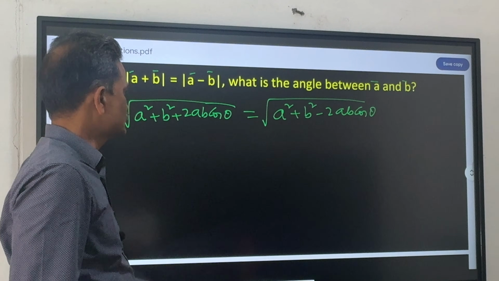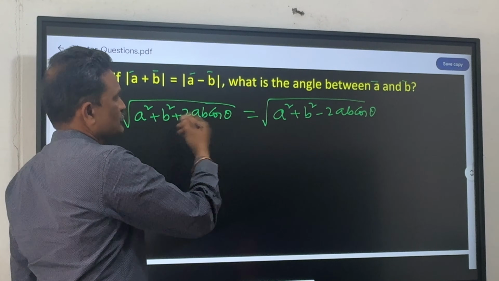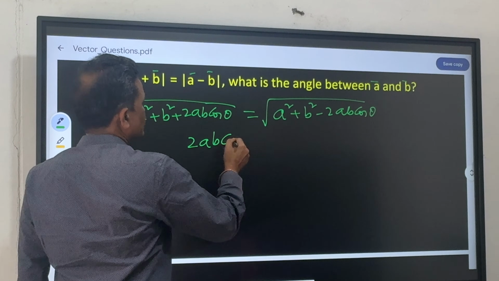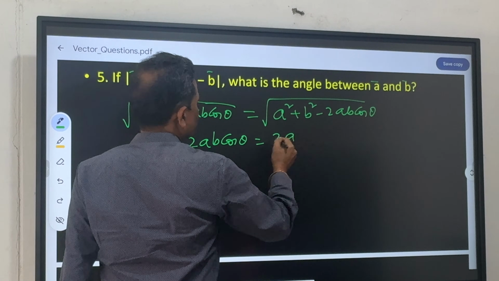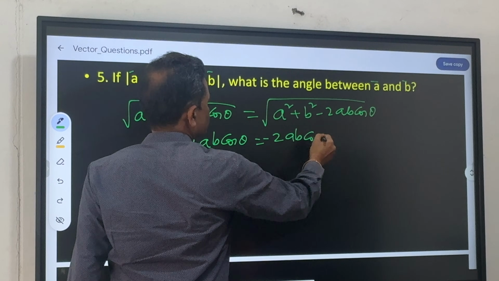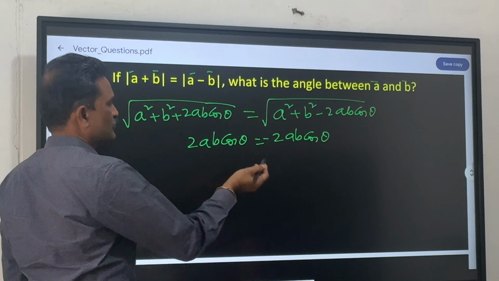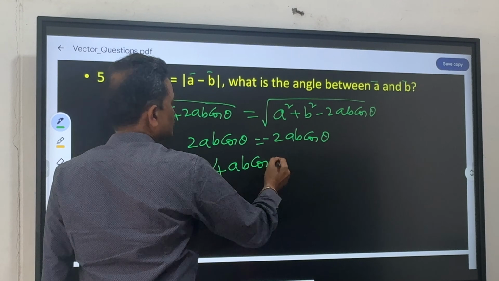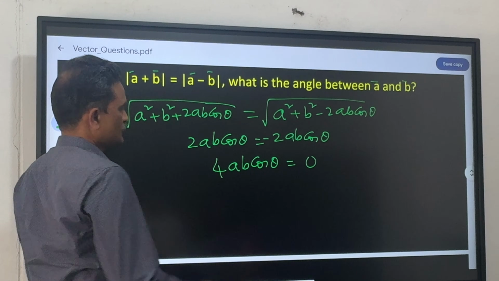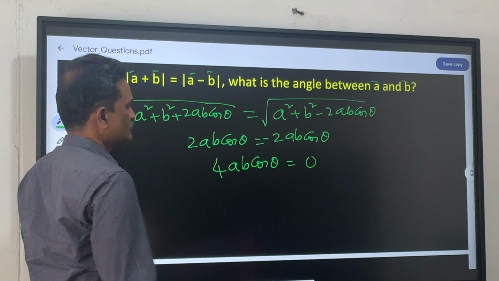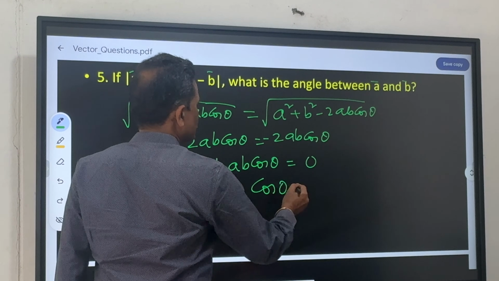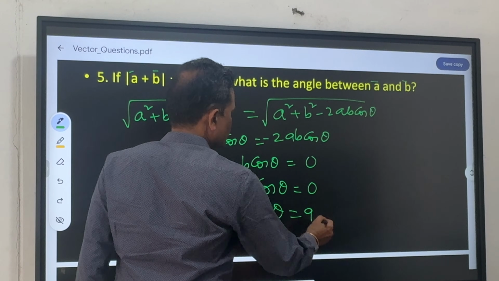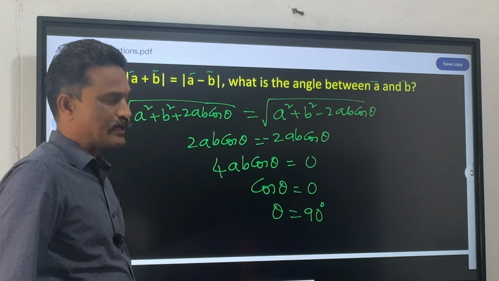So square it on both sides. A square plus b square on both sides gets cancelled. You will end up with 2ab cos theta is equal to 2ab minus 2ab cos theta. So bring them onto left hand side, it will become 4ab cos theta. This is equal to 0. So 4, a and b cannot become 0. Definitely cos theta must be 0. When cos theta is 0, that means theta is equal to 90 degrees. This is one way of answering the question.